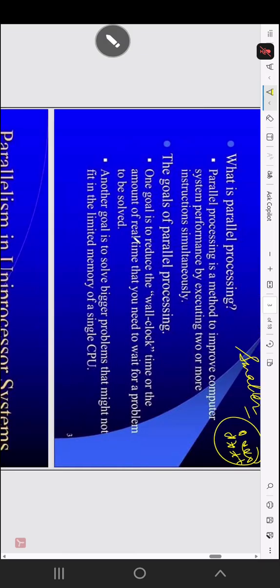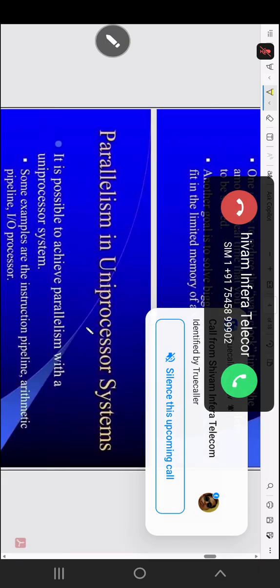The goal of parallel processing is to reduce the wall clock time, or the amount of real life time that you need to wait for a problem to be solved, because a parallel processor can perform multiple tasks at once as compared to one processor. Another goal is to solve bigger problems that might not fit in the limited memory of a single CPU. So it will divide the larger problem into parts.